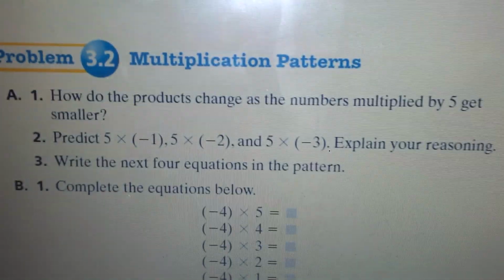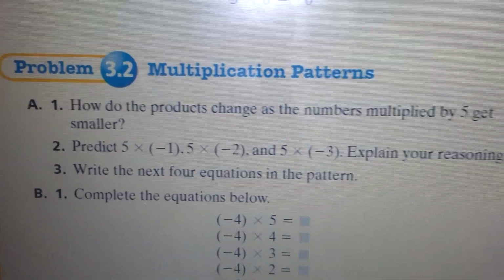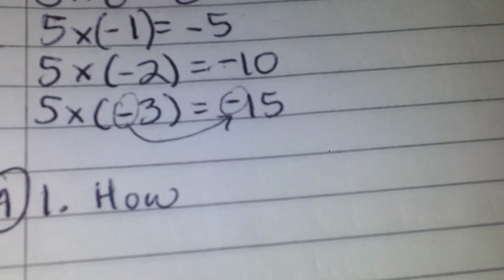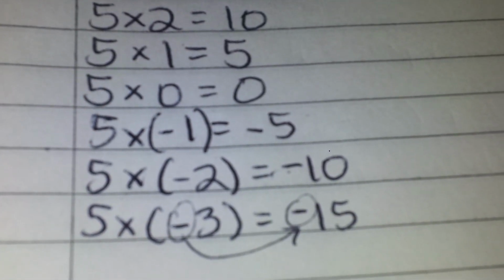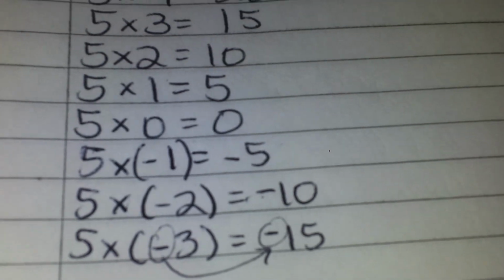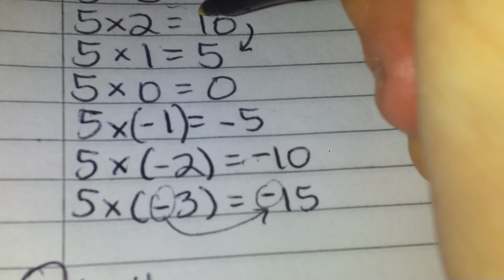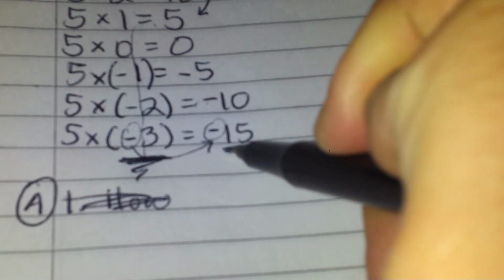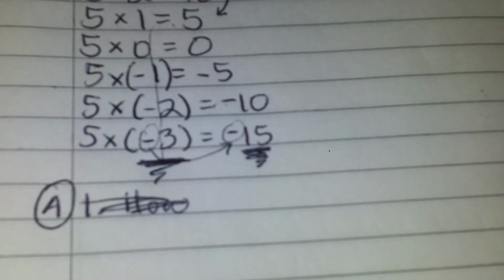How do the products change as the numbers multiplied by 5 get smaller? Well, when we look at it, I would say that the products are changing by a factor of 5. In fact, as the numbers multiplied by 5 get smaller, each one gets smaller by 1. As the numbers in this column, right here, get smaller by 1, the numbers that are the solutions get smaller by a factor of 5. These are the products.